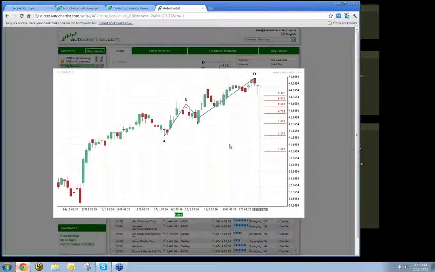So you notice the difference between the completed Fibonacci pattern and the emerging Fibonacci, right? In the completed Fibonacci, we're already heading towards the Fibonacci levels. In an emerging Fibonacci pattern, you wouldn't have this whole leg between C and D.